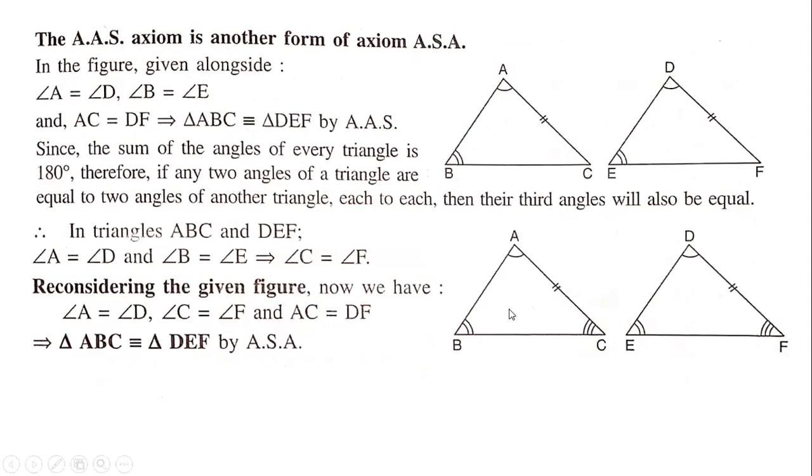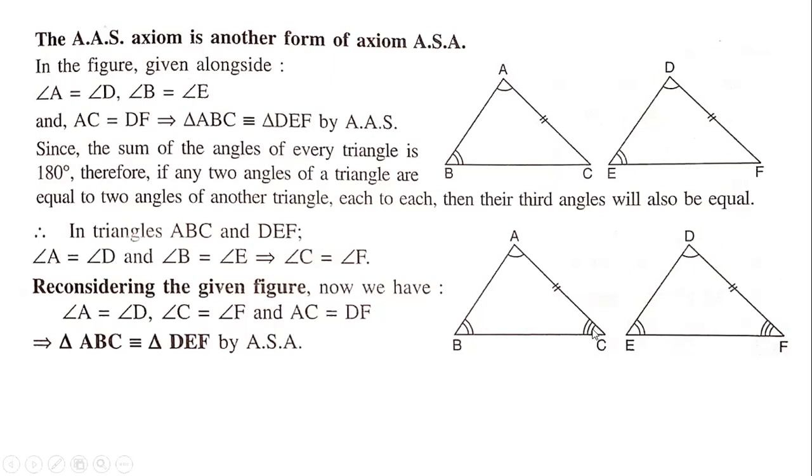So this is your theorem. We are going to deal with this. The angle angle side axiom is another form of axiom angle side angle. In the figure given alongside, you can check angle A is equal to angle D, angle B is equal to angle E, and side AC is equal to DF. That means these two triangles are congruent by angle angle side. Since the sum of the angles of every triangle is 180 degrees, if A is equal to D and B is equal to E, that means angle C must be equal to angle F.